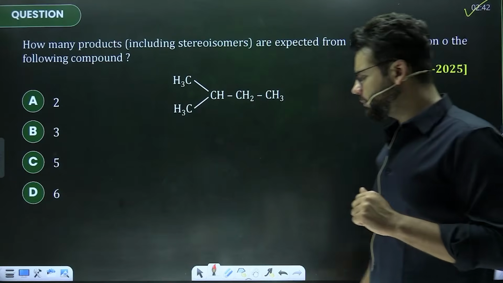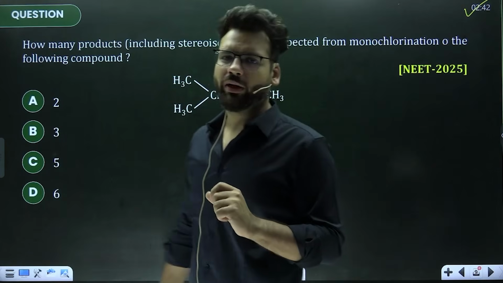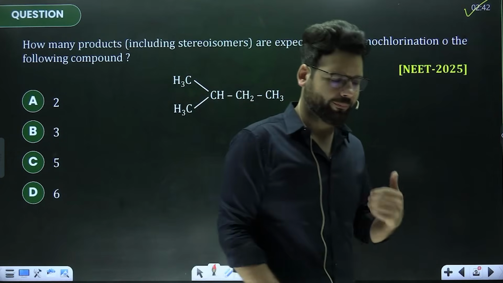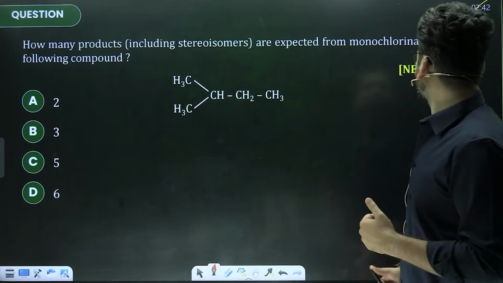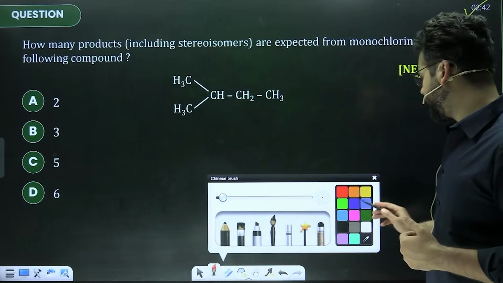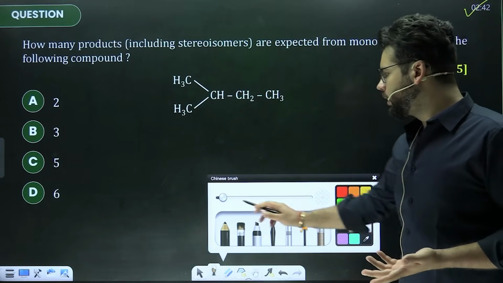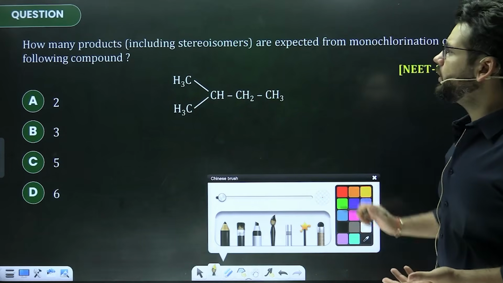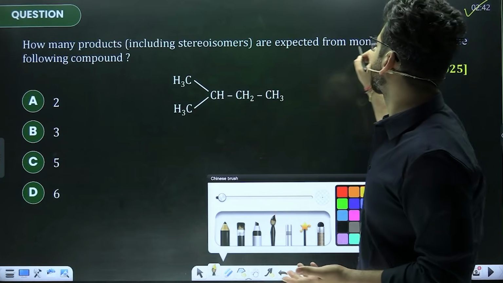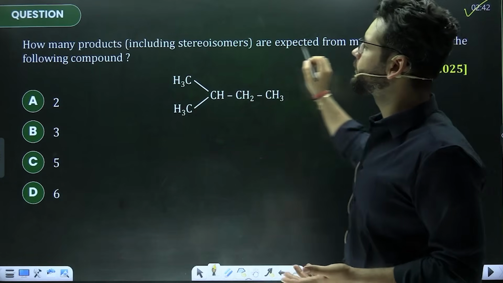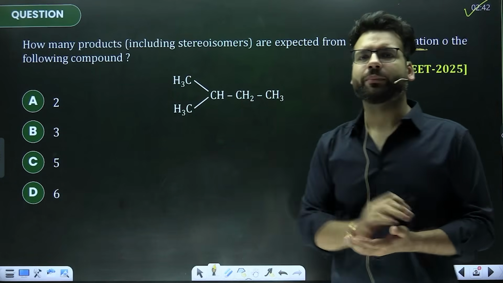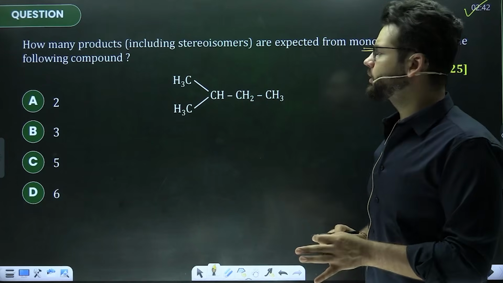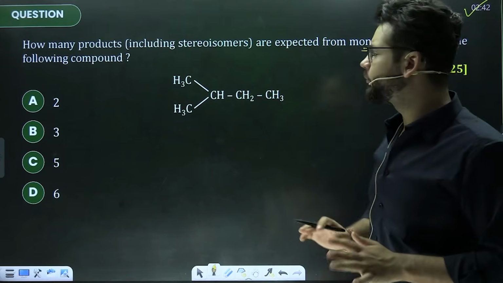Now we'll see some problems which come from this topic before moving ahead, right? So it's a NEET PYQ of 2025, which is just last year's PYQ. How many monohalogenation products are expected? Monochlorination products are expected from isopentane. Okay, very nice question. Too many times repeated, same type of question.